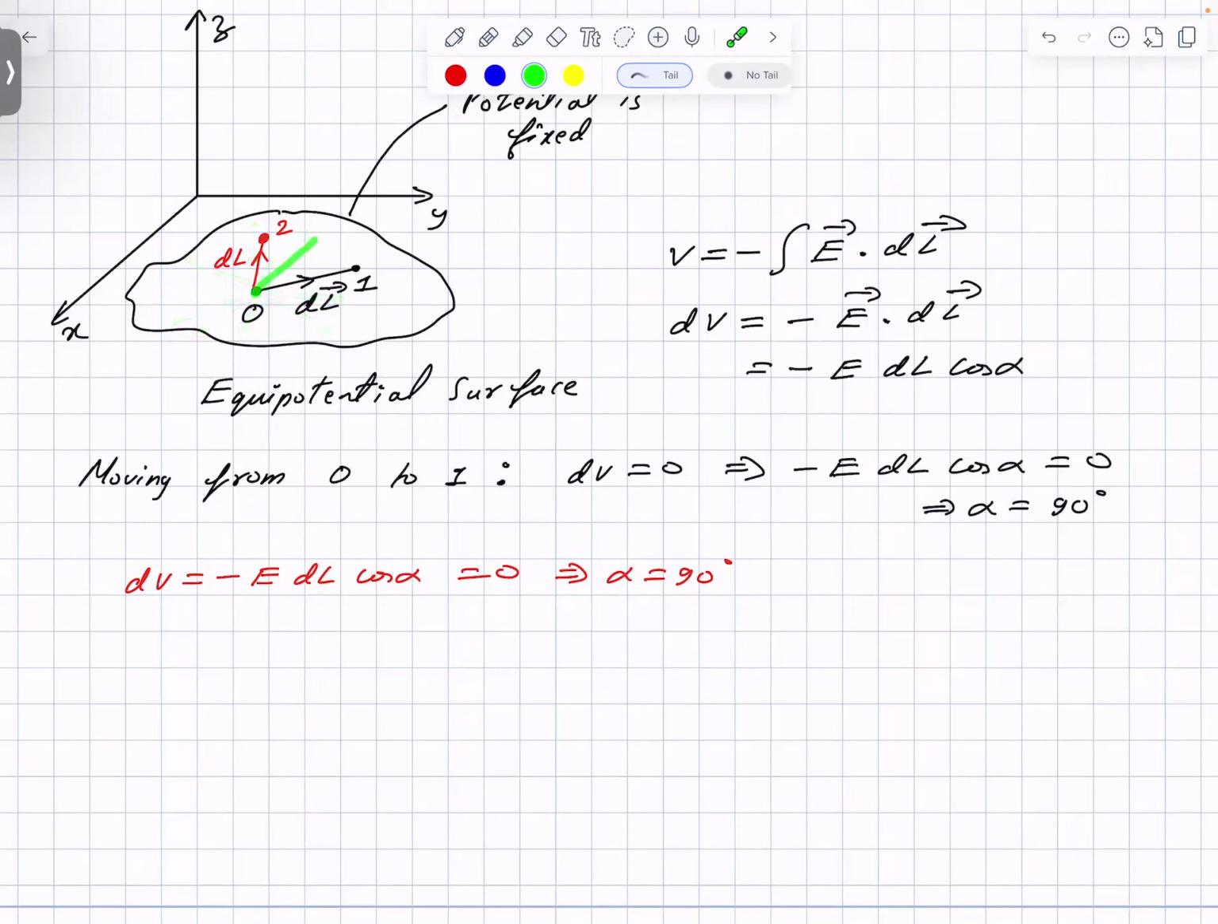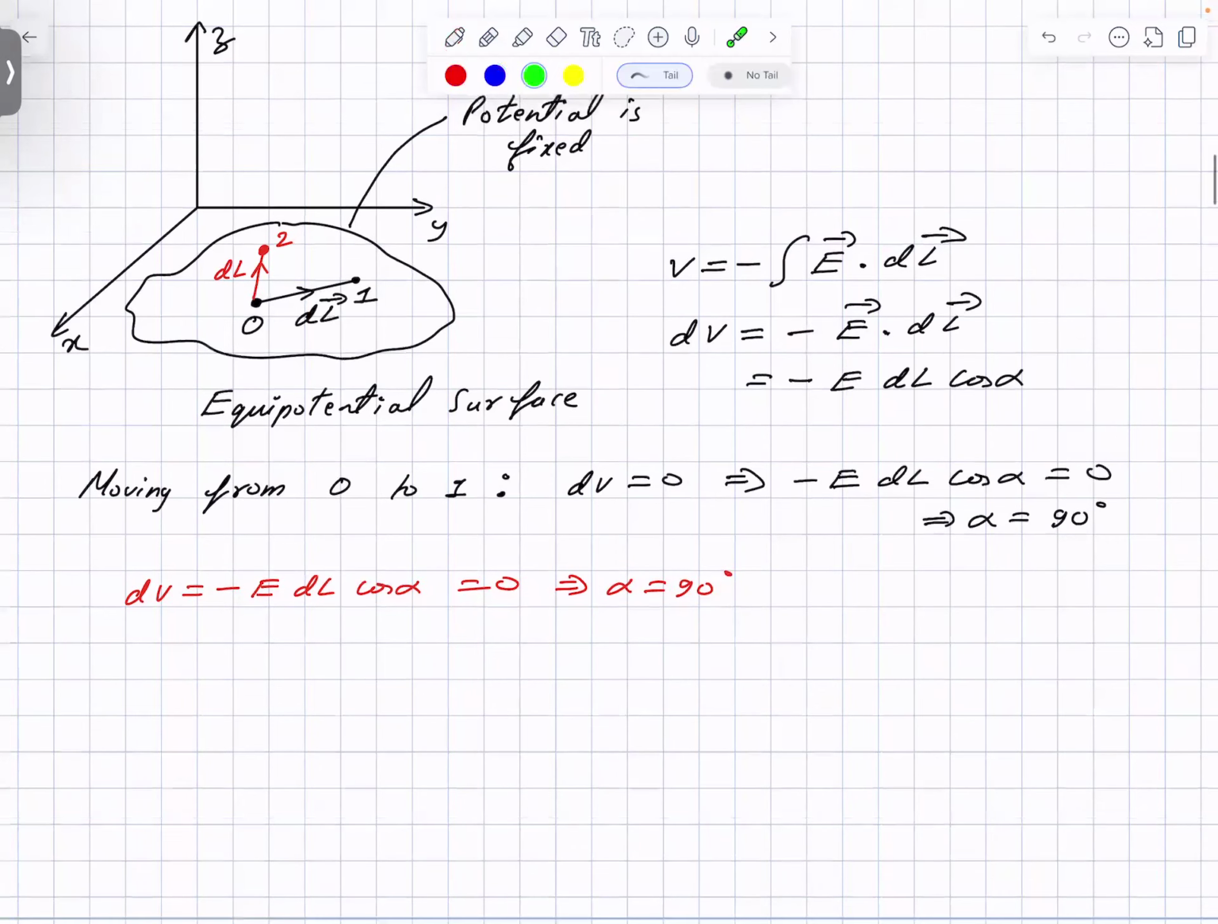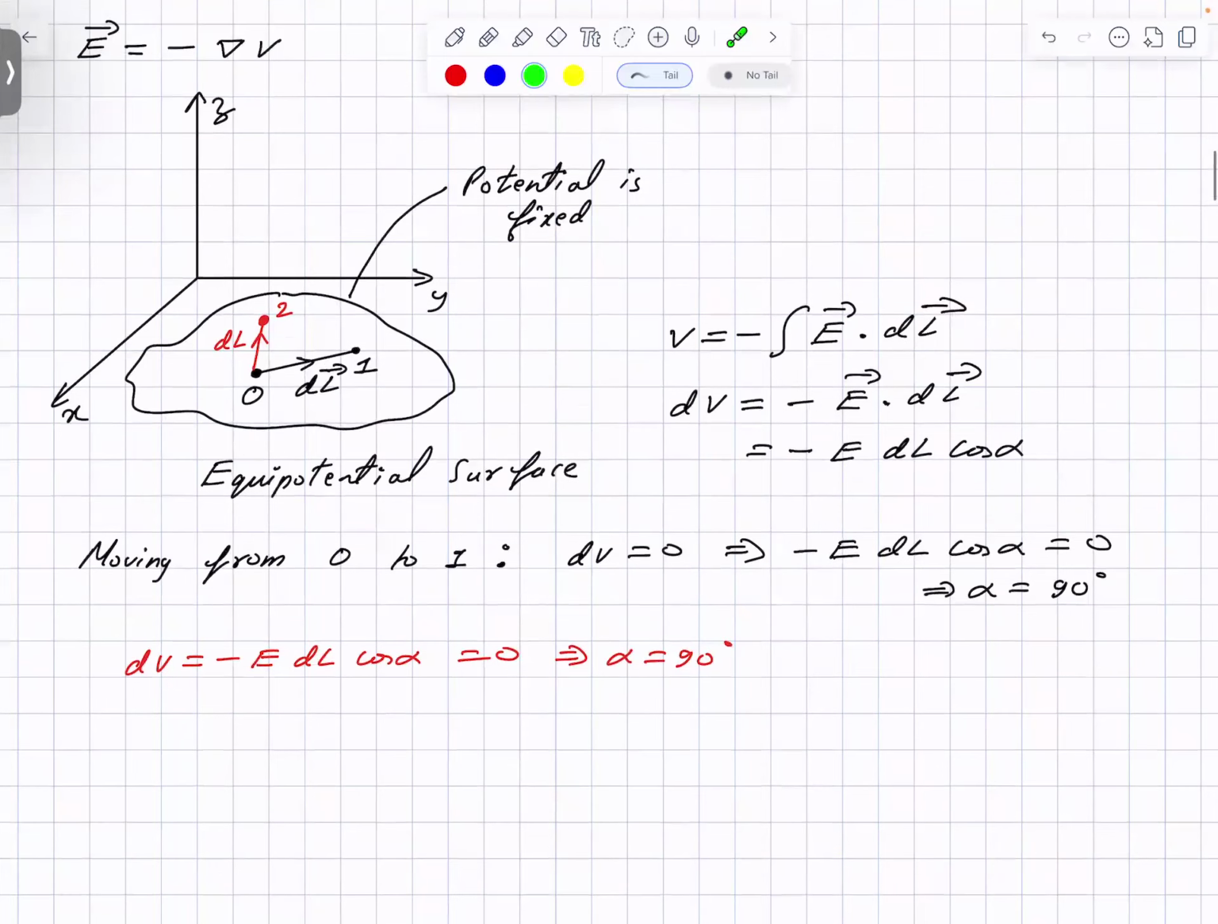So that means there are only two possibilities for the electric field intensity. It has to be either along the positive z-axis or along the negative z-axis. The electric field intensity has to be perpendicular to this entire surface, that means perpendicular to this entire xy plane. So that means either in the AZ direction or in the negative AZ direction.